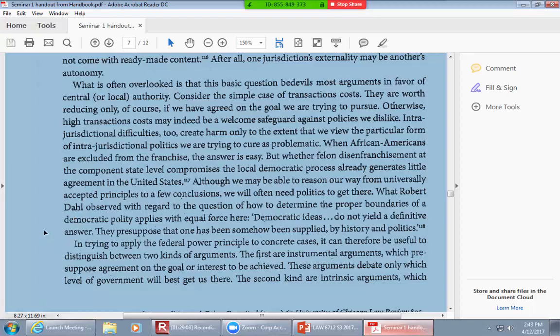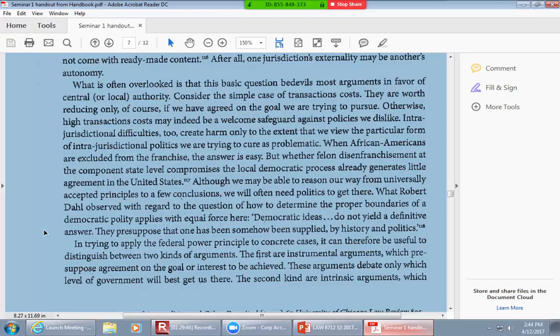Okay? So he says democratic ideas do not yield a definitive answer to what? To the boundaries. Okay? So he's saying even if you are a democratic country, that in itself doesn't really tell us how big or how small your boundaries within the states are going to be, i.e. the subnational components of this polity, but also doesn't tell us who should do what in terms of the power relationship between these components.